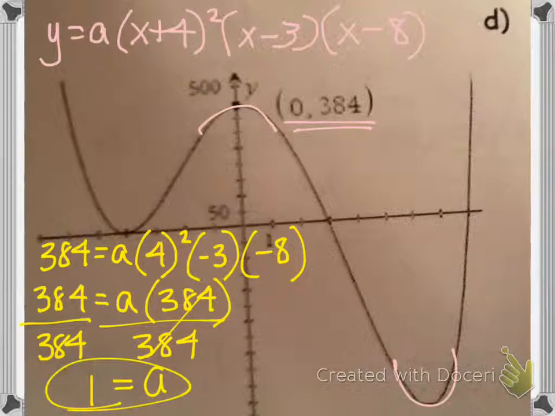Use that to finish off your equation. So back at the top, I can erase a and put in that I just found that it's a 1. So I'm going to put in the 1. And there's your final answer for part D. Y equals 1 times (x plus 4) squared times (x minus 3) times (x minus 8). Okay, section 3 complete. On to section 4.